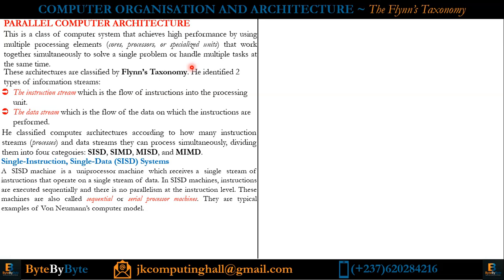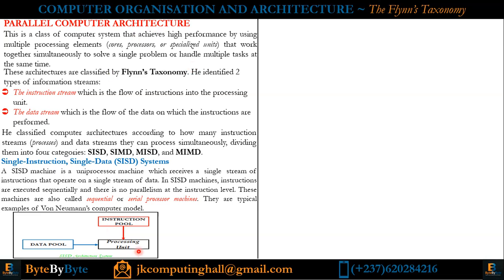These machines are also called sequential or serial processor machines. They are typical examples of the von Neumann computer model. Take note of paper 1, dear students. As you can see, this is the diagram we have. This is our processing unit. It has a single instruction stream and a single data stream. As examples, we have the IBM PC and the most basic embedded microcontrollers. They are a perfect example of SISD machines.